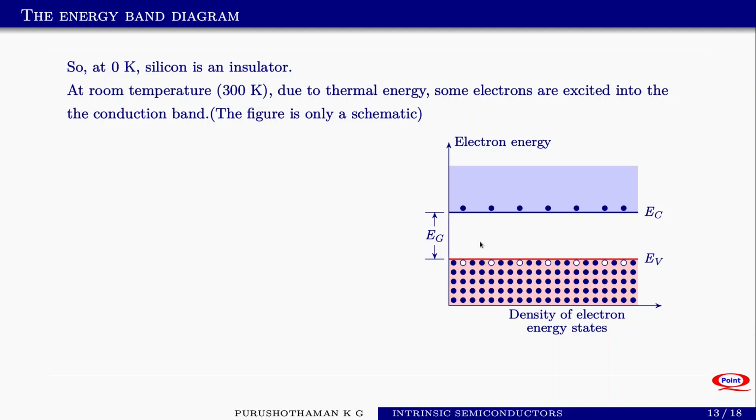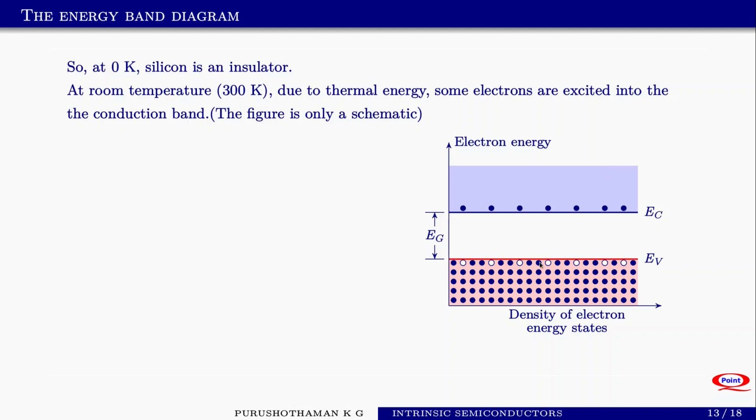This figure is only a schematic diagram. So there are a number of electrons now available in the conduction band and an equal number of holes in the valence band. You can see that the conduction band is still almost empty. Many of the allowed energy levels are empty here.